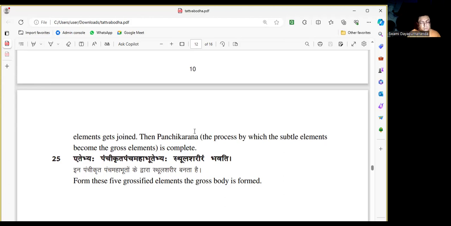This is Rajju-Sarpa, this is Jagat Mithya, Brahma is the only Satya. So Vedanta doesn't visualize error. Swamiji says that we move not from error to truth, but from a lower truth to a higher truth.